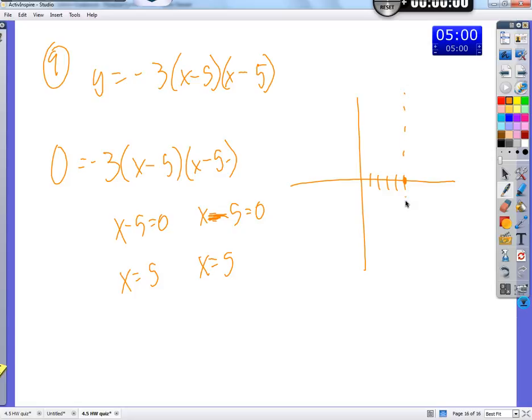So there's our axis of symmetry, and maybe we go to 4. We plug in 4 for x and see what we get out for y. 4 minus 5 is negative 1. Negative 1 times negative 1 is 1, times negative 3 is negative 3. So 4 comma negative 3.